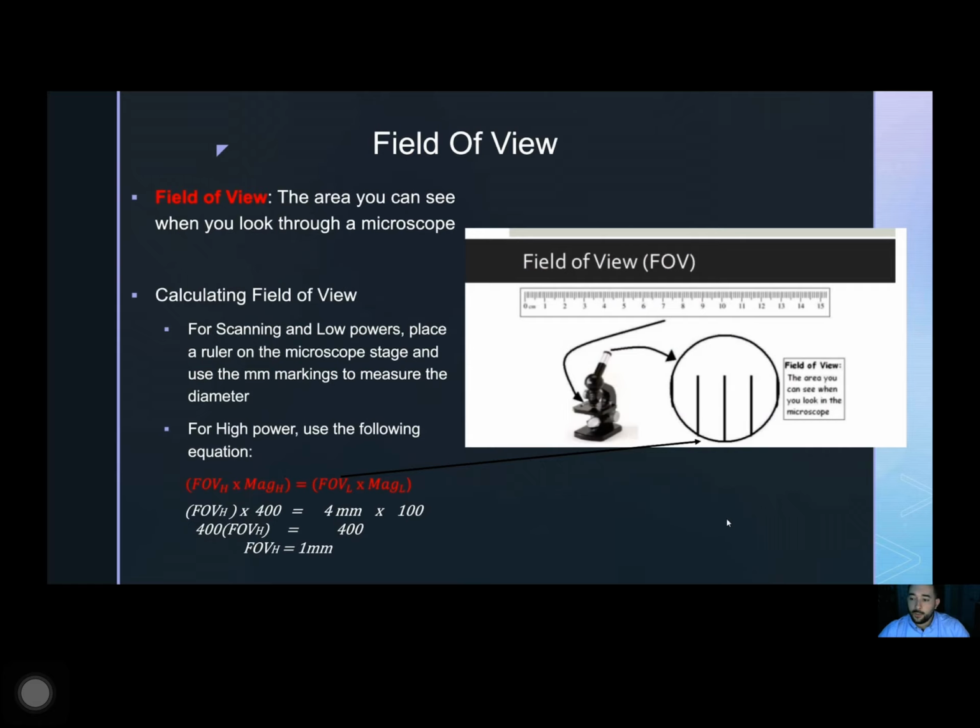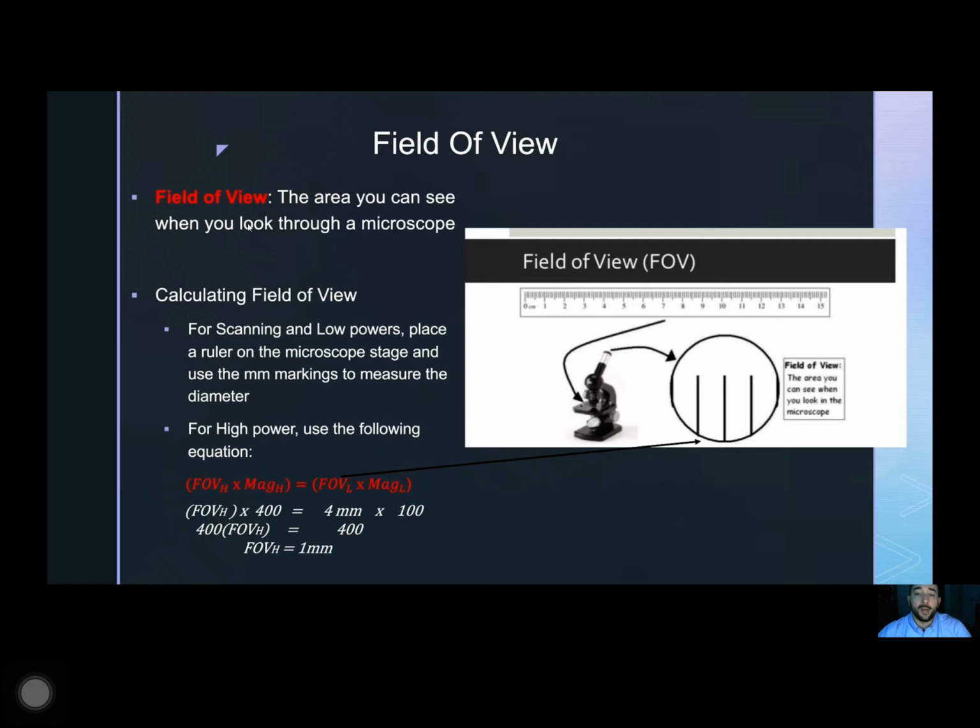Now here's where I tend to lose some people. Field of view. Field of view is a very simple concept that people make way harder than it needs to be, okay? Field of view is literally the distance that you are looking at when you look through a microscope, okay? So if you're looking through a microscope, you are measuring the distance that you are looking at. And since we're looking through a microscope, remember, the things that we will want to look at are very, very small.